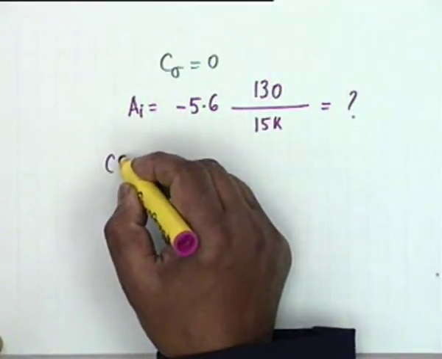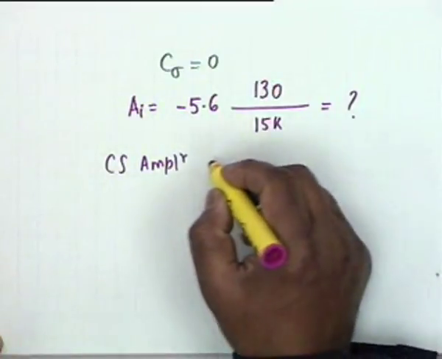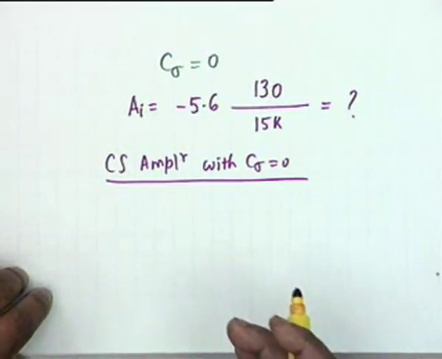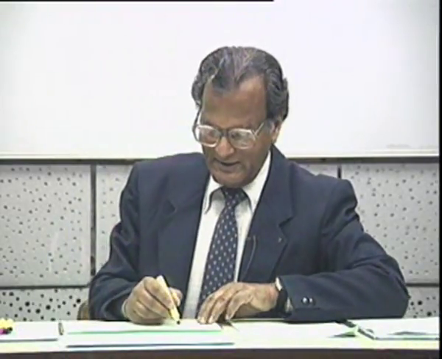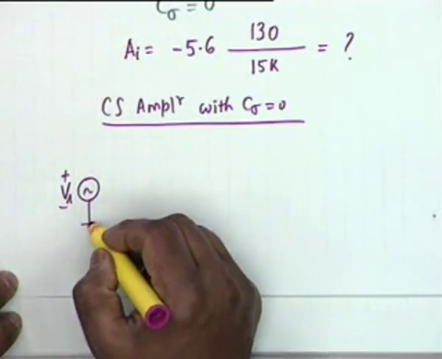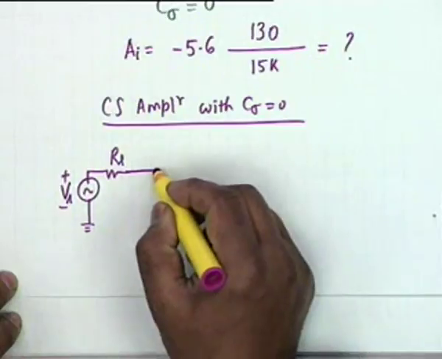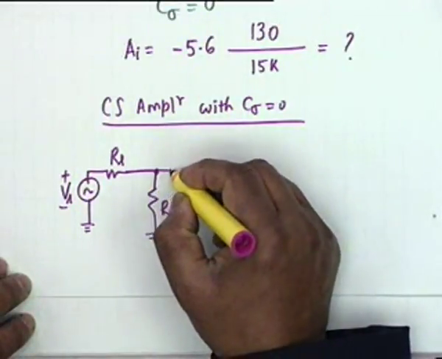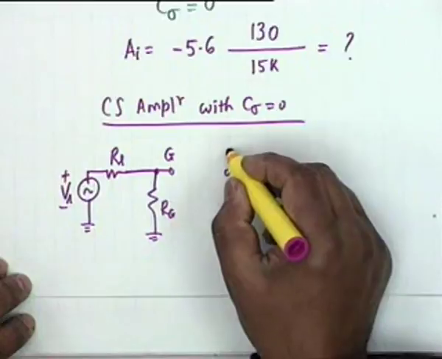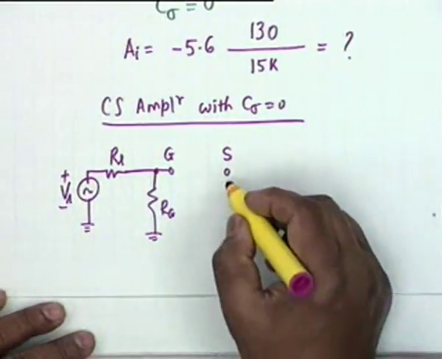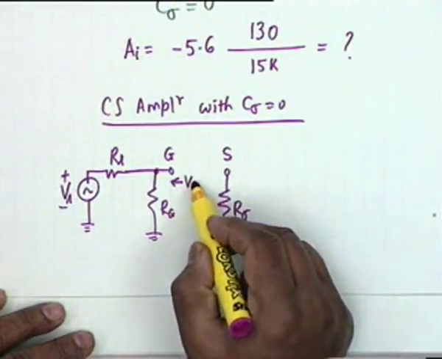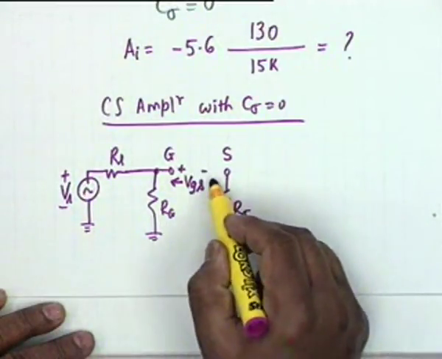Okay. So let's consider a CS amplifier with C sigma equal to 0. And all that we have to do now is to draw the equivalent circuit carefully. And that solves the problem, as you shall see. The equivalent circuit, if we proceed in the usual manner, Vs, Rs, then we shall have Rg, the same circuit, this is the gate. Then since the source is not bypassed, we must include R sigma.